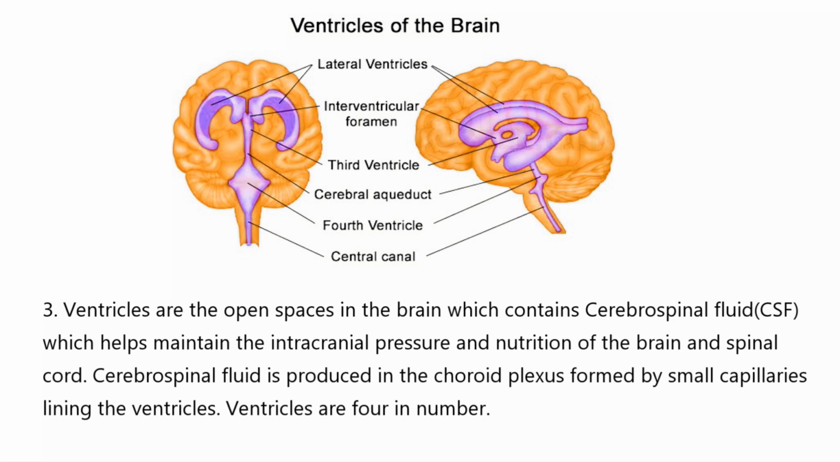Ventricles are the open spaces in the brain which contain cerebrospinal fluid which helps maintain the intracranial pressure and nutrition of the brain and spinal cord. Cerebrospinal fluid is produced in the choroid plexus formed by small capillaries lining the ventricles. Ventricles are 4 in number.